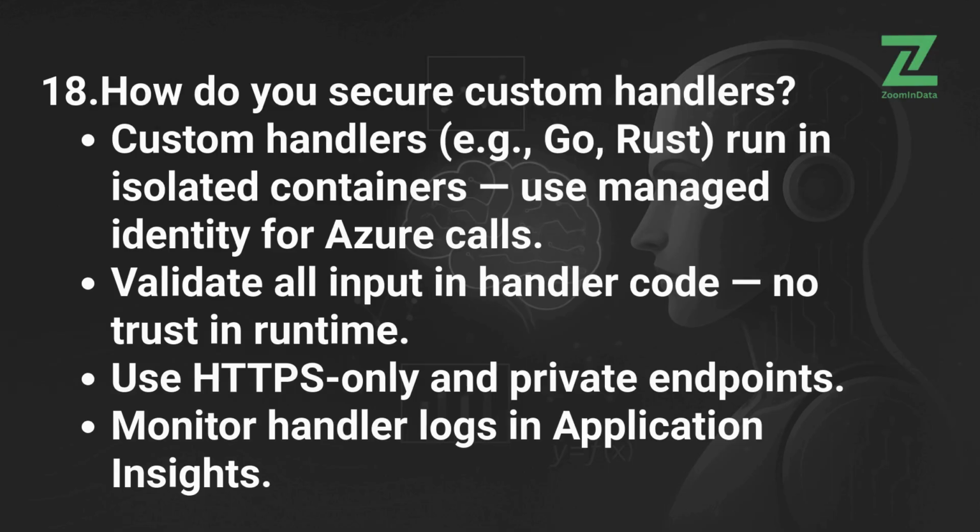How do you secure custom handlers? Custom handlers, for example Go or Rust, run in isolated containers. Use managed identity for Azure calls. Validate all input in handler code. No trust in runtime. Use HTTPS only and private endpoints. Monitor handler logs in Application Insights.